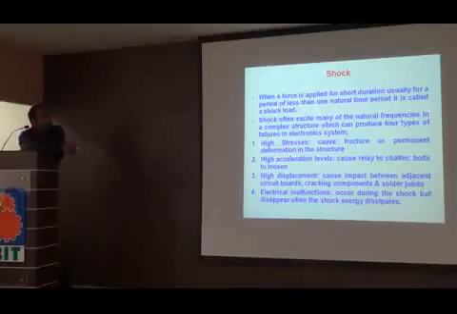It can have high acceleration levels that cause relays to chatter and bolts to loosen. High displacements mean there can be collision between circuit boards, cracking of components, solder joints, and electrical malfunctions. These can occur during the shock but disappear when the shock is removed. So these are the failure modes, and the shock can be of very short time actually. It is defined like this.